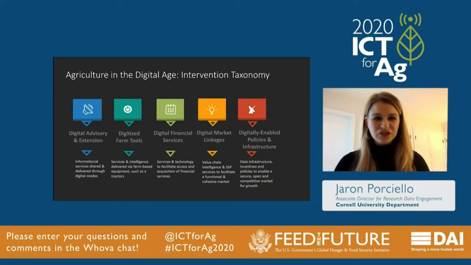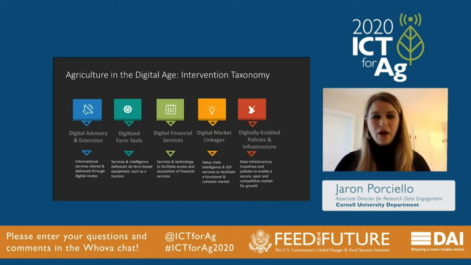So our intervention taxonomy looks at things like digital advisory and extension. So what are the informational services that are shared and delivered through a variety of digital means, SMS, interactive voice recording, and so on and so forth. What are the digitized farm tools, and what has been tested with farmers? So looking at things like smart tractors, thinking about solar powered irrigation.